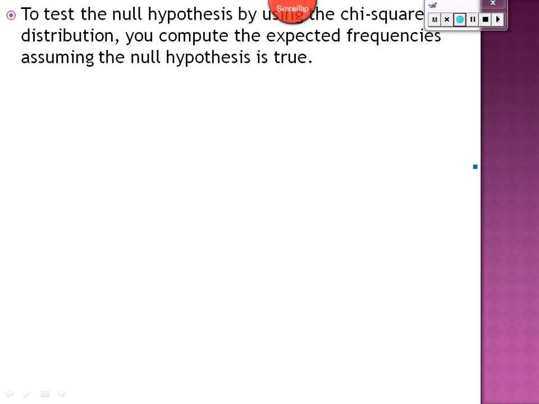To test our null hypothesis by using our chi-square distribution, we need to compute the expected frequencies, and when you do that, you're going to assume the null hypothesis is true. So you're going to assume that the two variables are independent of one another or are not related to one another.